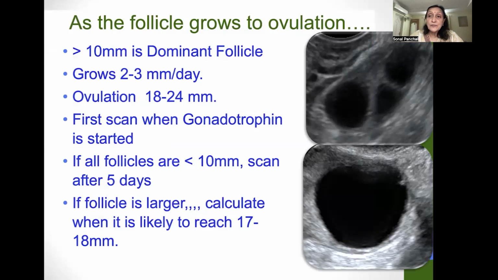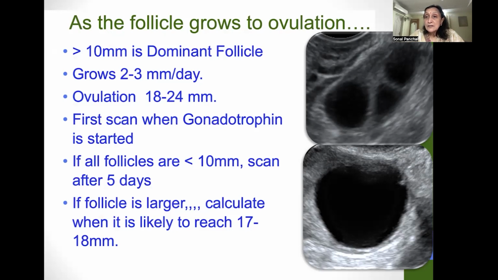If this follicle is to be followed, the first scan, of course, must be done on the first dose of gonadotropin, just before starting gonadotropin. If on this day all the follicles are smaller than 10 millimeters, the scan is directly posted after 5 days. But if there is already a dominant follicle, which is larger and has blood flow, then based on a 2 millimeter a day growth rate, the next scan is posted when the follicle is expected to reach 17 or 18 millimeters.